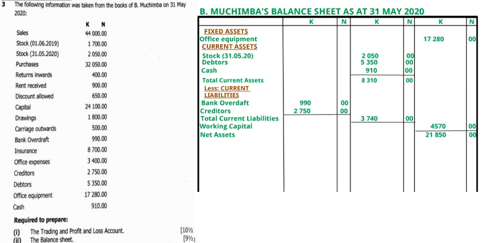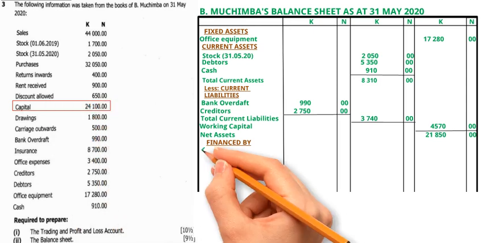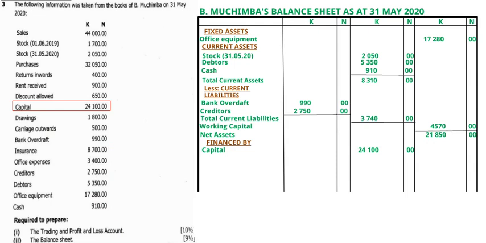So we write here financed by, so the capital we have, I'm sure you have seen where we got the capital. It's given in the details. That is where there is capital, which is 24,100 kwacha. Then net loss, like I said earlier when I was solving question 3.1, I told you that we should pay attention to the net loss because we are going to use it in the balance sheet. The net loss we found in the trading and profit and loss account, we're going to bring here.